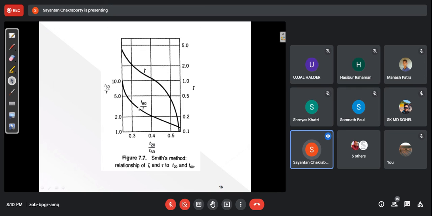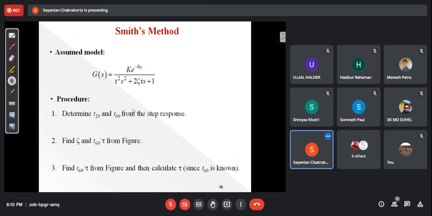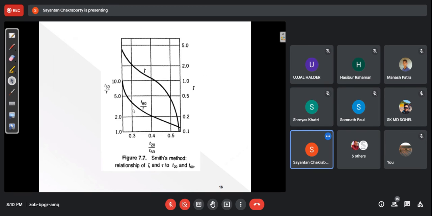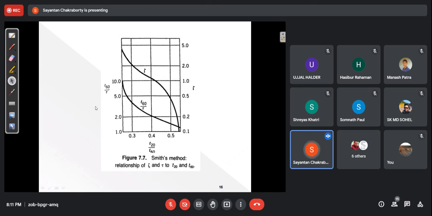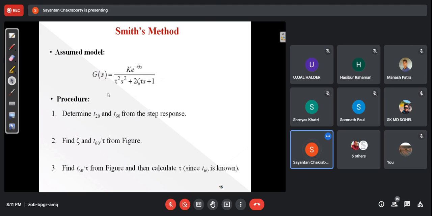Once you have this, then you can calculate tau because T60 is already known from this side. So from T20 and T60, you calculate zeta. This is the zeta curve. Once you get the zeta, keep it there. You obtain T60 by tau from this curve. Since T60 is known, you obtain your tau. This is called Smith's method, where you fit a second order system with time delay to the model.